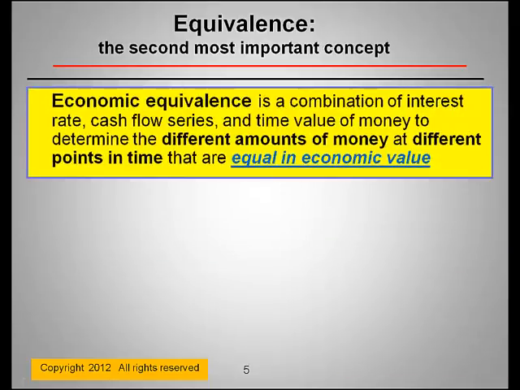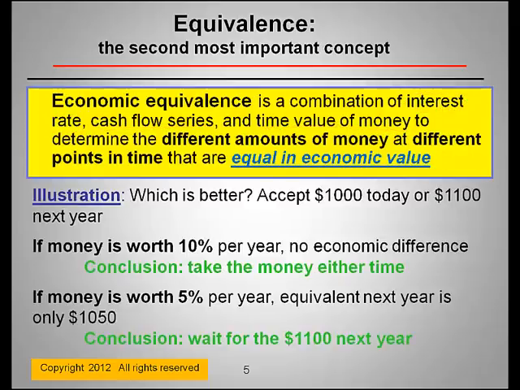By definition, economic equivalence is this combination of interest rate, cash flow series, and the concept of time value of money to determine different amounts of money at different points in time that will make them economically equivalent, or in other words, equal in economic value. The interest rate that is used is very important in the concept of equivalence for engineering economics. It must be the same over time for the different amounts of money at different points in time to be equivalent. Here is an illustration.